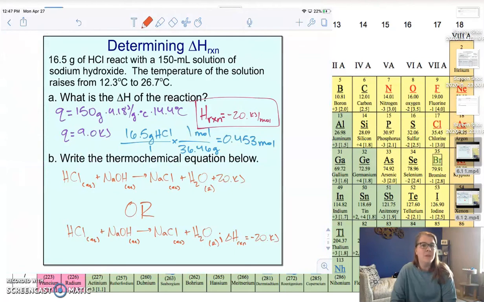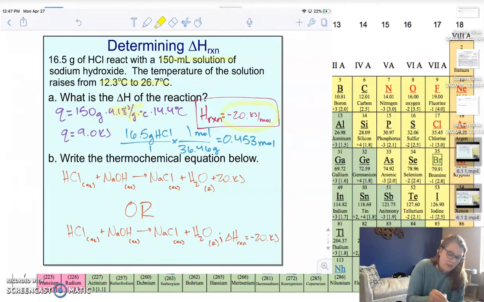All right, here we go. So you would solve for Q, again, making sure you're using the correct variables. You would be working with the solution, so you can use the 4.18 for your specific heat of water. You would convert the grams to moles, and then in order to get this final value, I took 9 divided by 0.453. So I did the kilojoules divided by moles to get that final value. I had the value be negative because the temperature increased, so the surroundings got hotter, so this was exothermic.